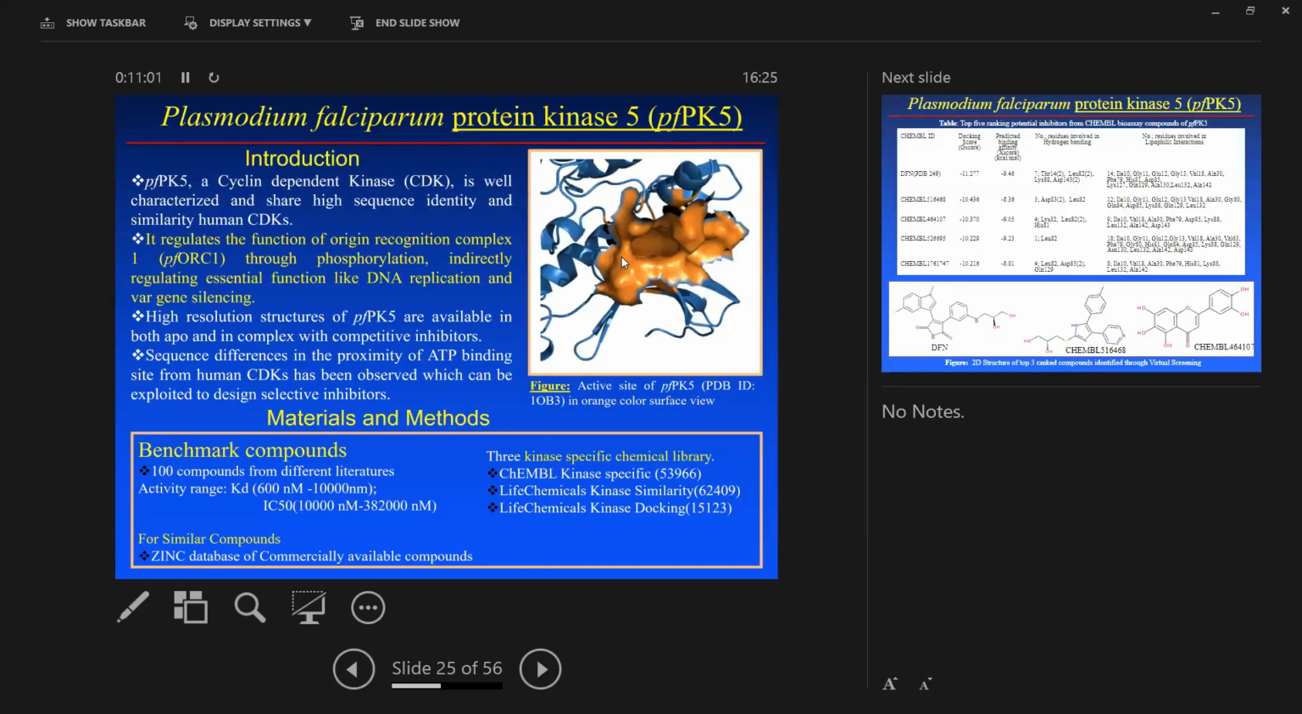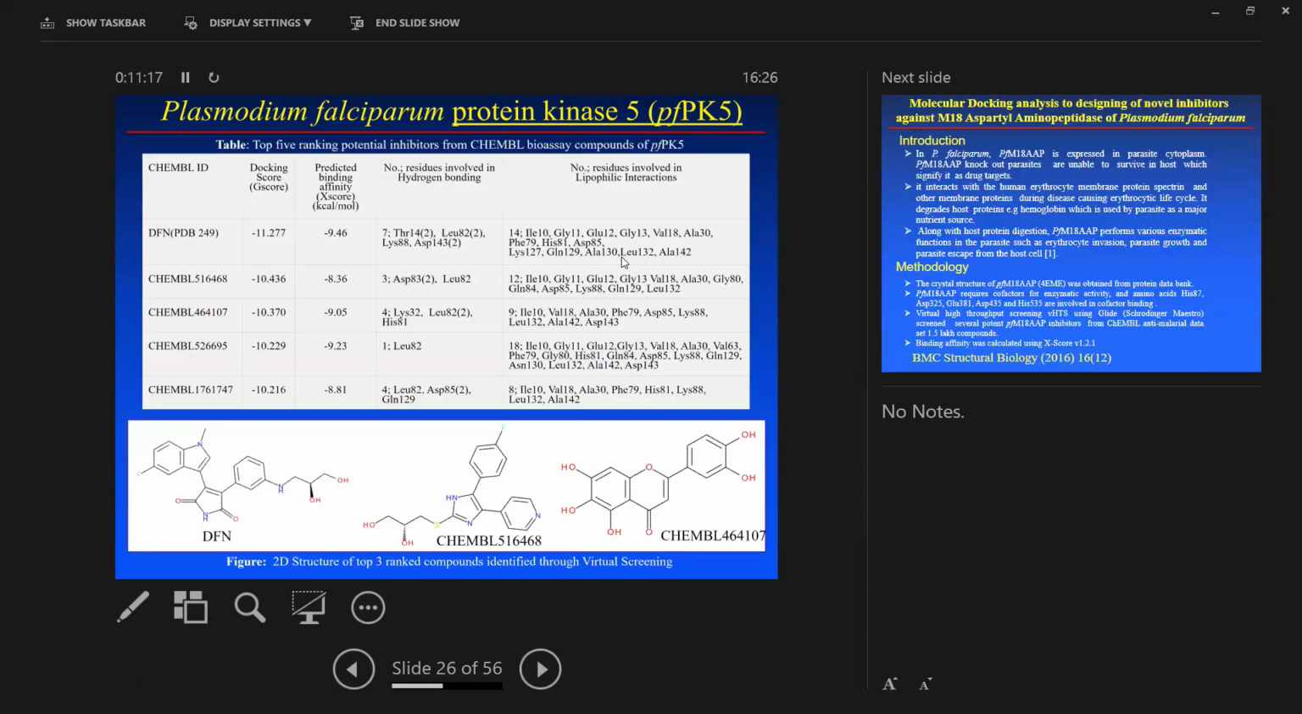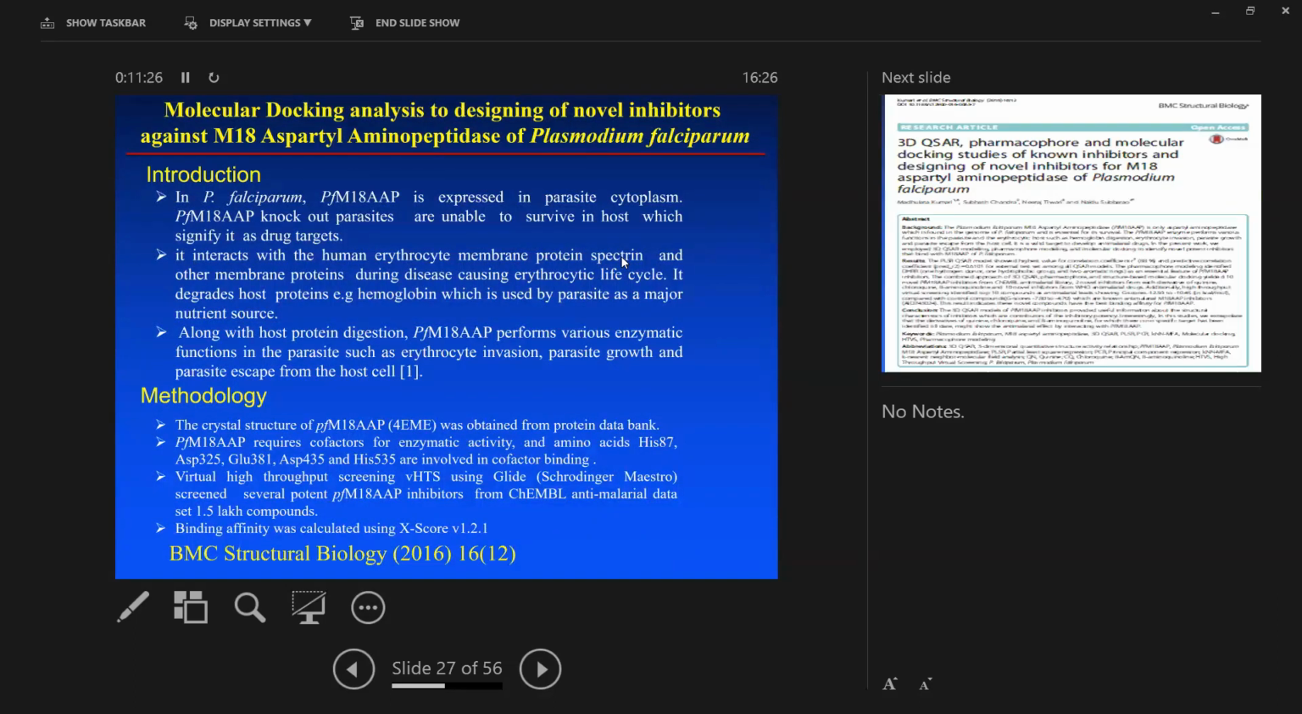Then for PFPK, we already screened a large number of molecules in different databases as well as antimalarials to find new molecules. A few molecules we got tested, and we have to write the paper after getting the experimental data incorporated. These are some of the molecules which I identified. Delhi DFN is the benchmark compound for the PFPK5. Another target which we used is M18 aspartyl aminopeptidase of Plasmodium falciparum. Again, we did pharmacophore modeling as well as virtual screening, identified lead inhibitors, and published in BMC Structural Biology 2016.